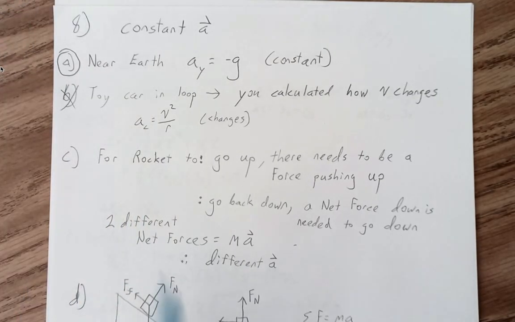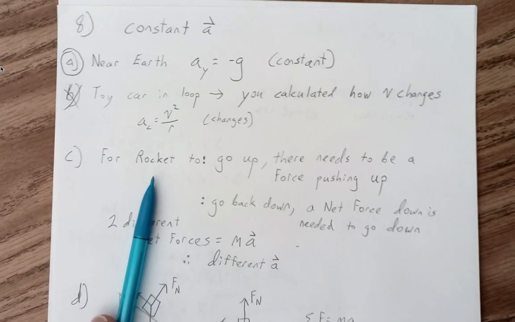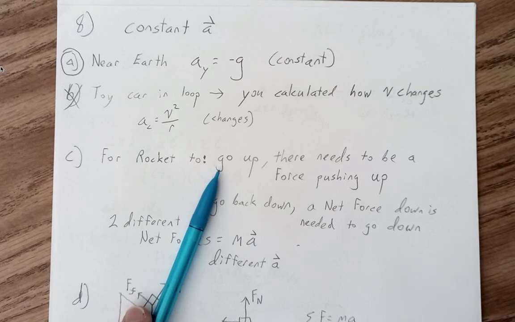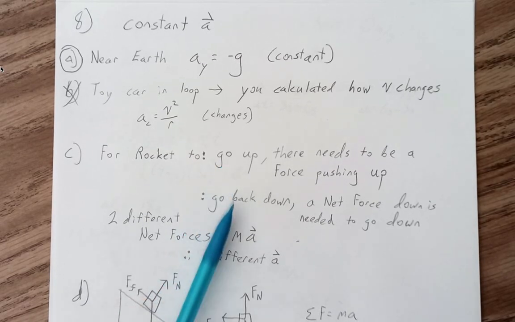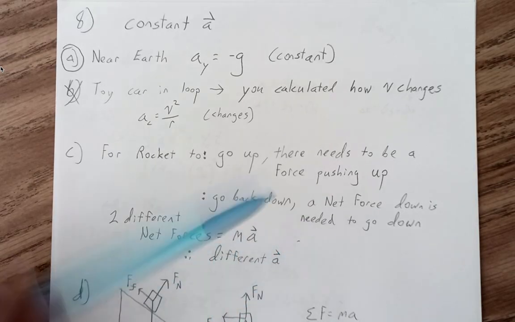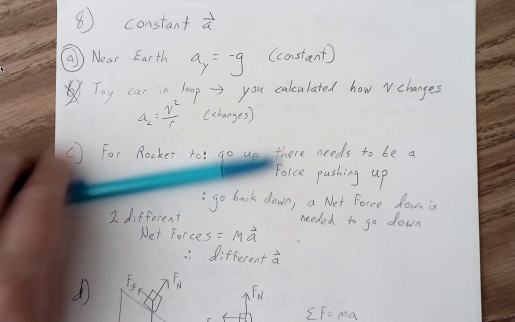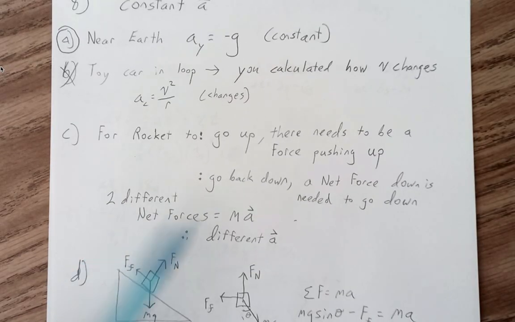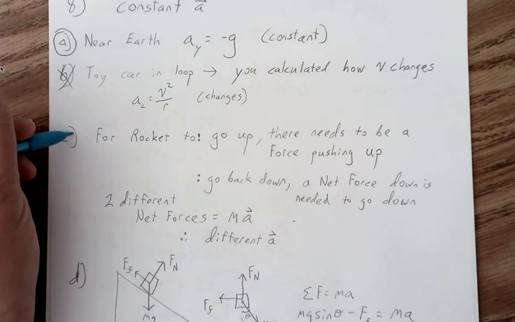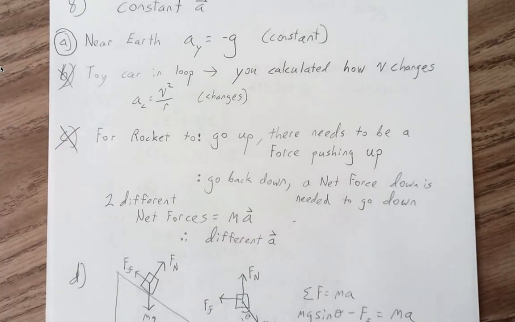If we have this water-propelled rocket, there has to be a net force on that rocket in order for it to go up. And then if it's going to come back down, there has to be a net force needed for it to go down. So if we have a net force up and then a net force down, we have two different net forces, which equal ma. Therefore, we have to have different accelerations. If the net force equals ma and they're both different, then ma has to be different. So this will not give us a constant acceleration.